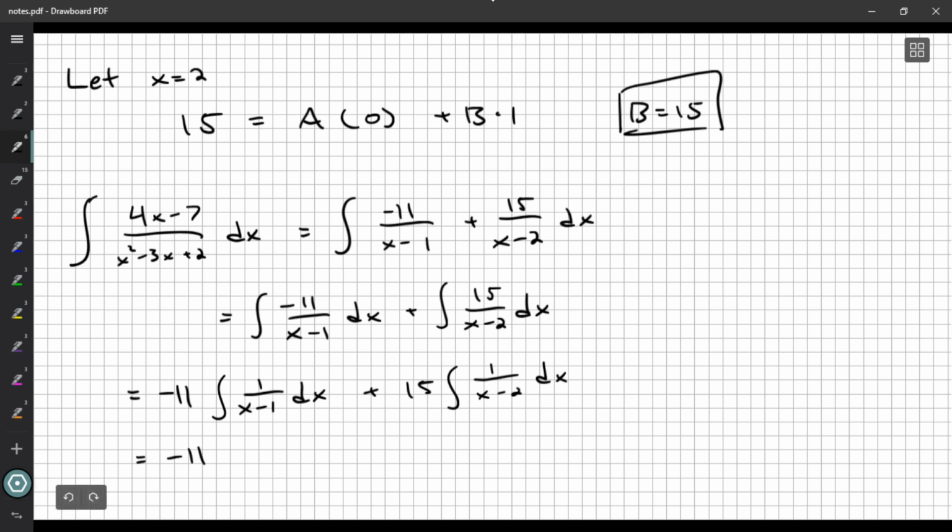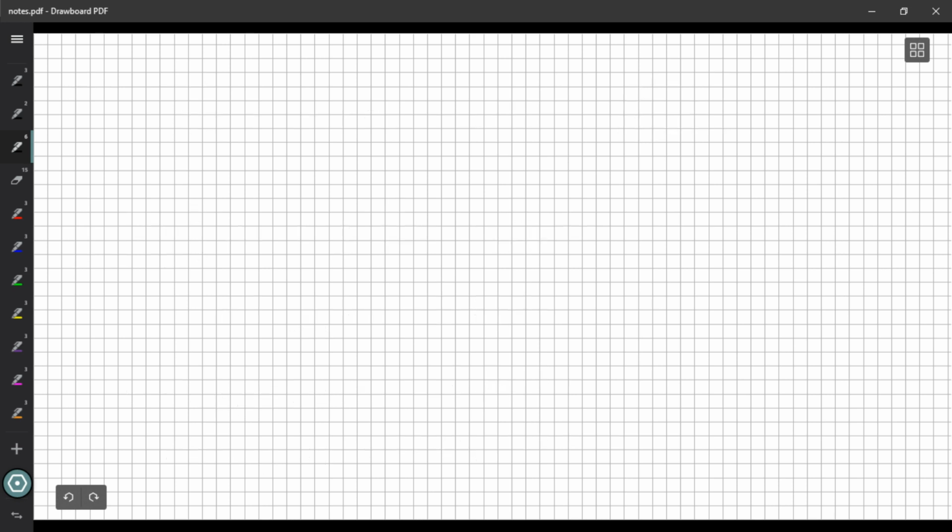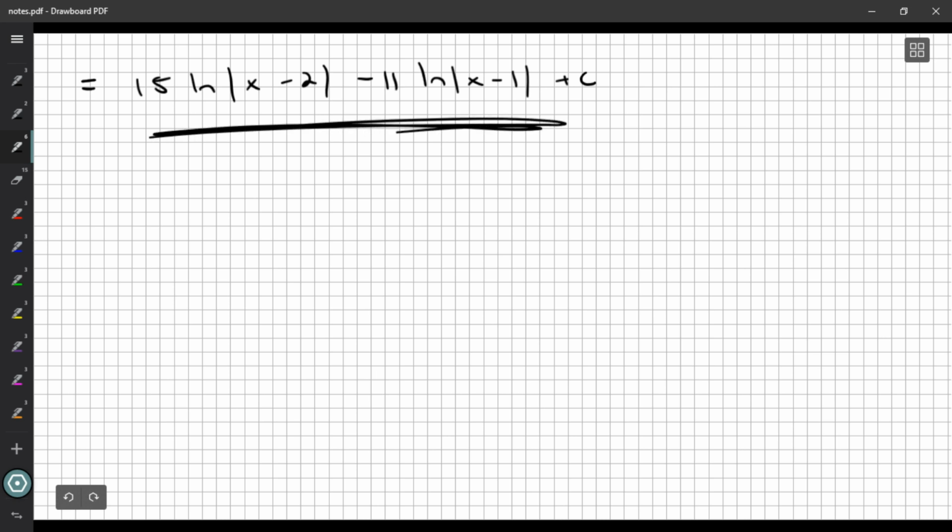So we get negative 11 ln absolute value of x minus 1, plus 15 ln absolute value of x minus 2, plus C. I would probably just rewrite it a little bit and put the positive 15 in front and have a subtraction. But that's really just a matter of personal preference, because they of course mean the same thing. So there we go. Our final answer, we managed to integrate it using partial fractions.